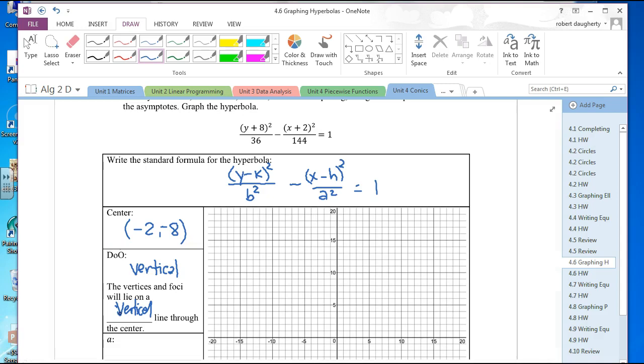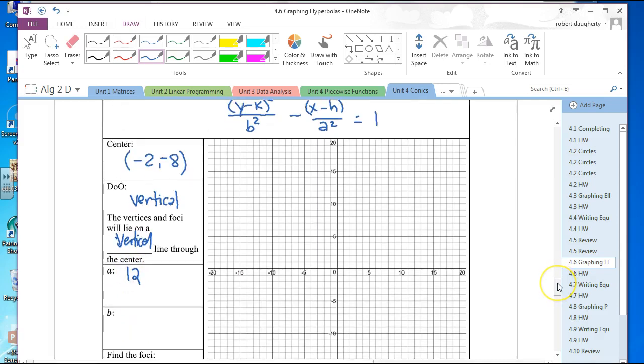What is A? A is 12. What is B? 6. Okay. When you know the center and you know A and B, in reality, you know enough to graph everything except the two focal points. So let's graph the center at negative 2, negative 8. So that is right here. So that is my center.